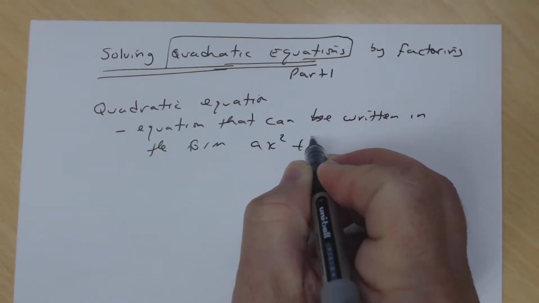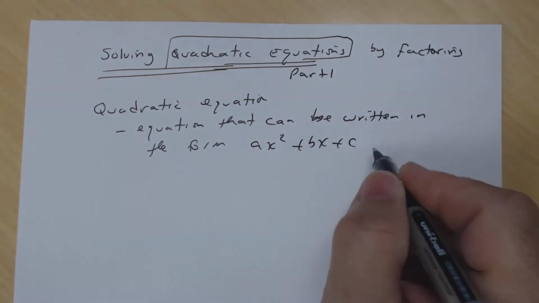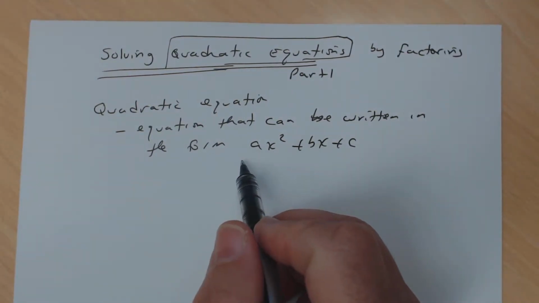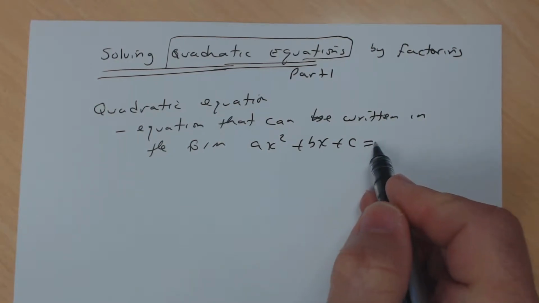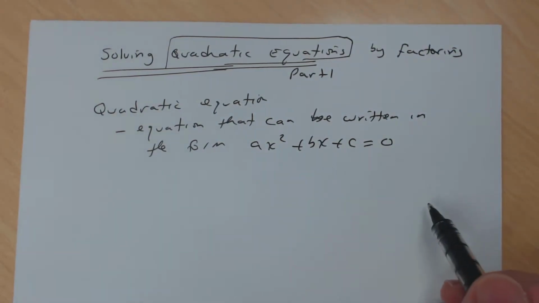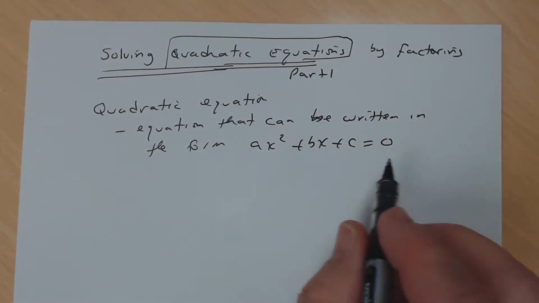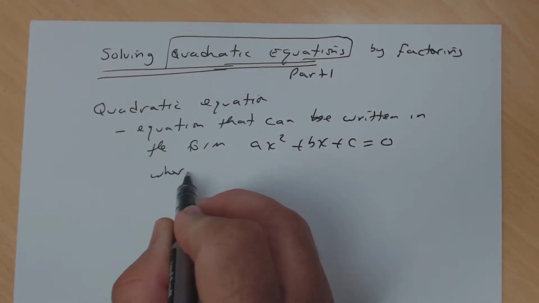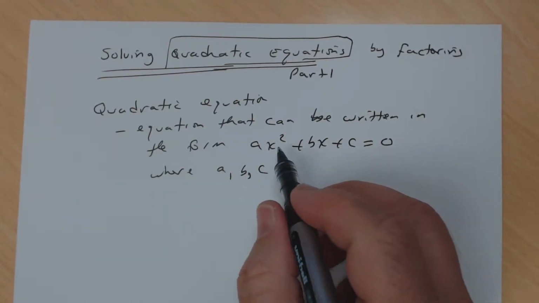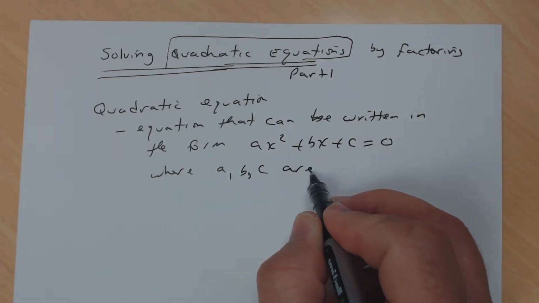ax squared plus bx plus c. Remember when we looked at the AC method, but it has to be 0 on this side. So it's written in this form, ax squared plus bx plus c equals 0. And you're told that a, b, and c are real numbers.